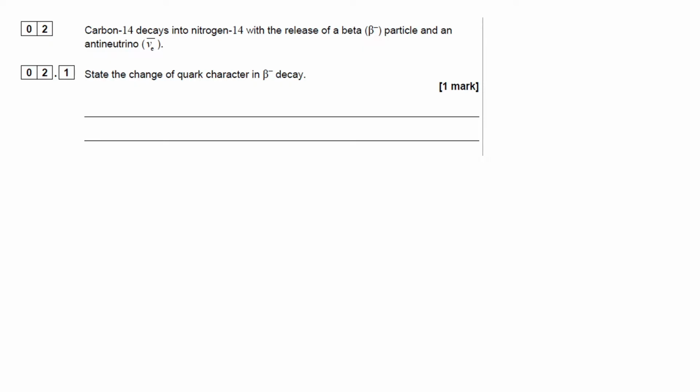This video will go through question 2. So the very first question is asking to describe the change in quark character in beta minus decay. We have to recall that in beta decay, a neutron turns into a proton, and you need to recall the quark structure of each one. A neutron is up, down, down, and a proton is up, up, down. So you can see that the change that took place is a down quark becomes an up quark.